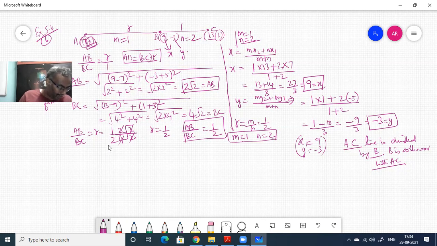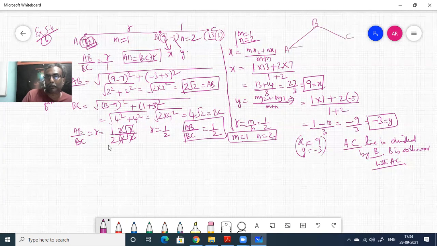Now AB by BC is 2:1. It can be like this also. Correct. It can be like this also. This can be 2:1. So you have to prove that it is not like that. It is actually like this, A, B, and C. How do you prove it is actually on that line?